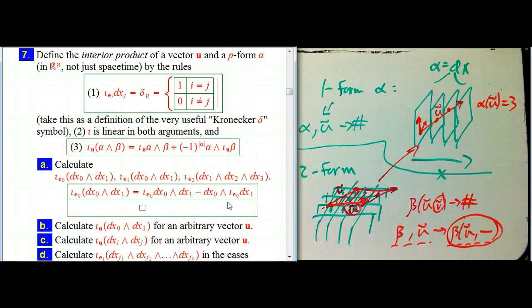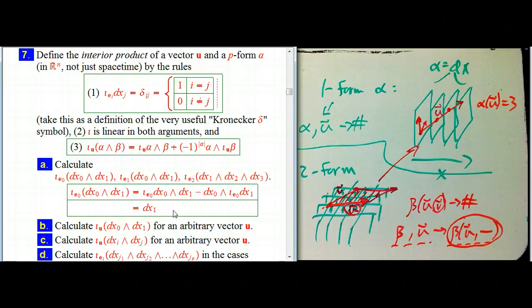Now one of those things is going to die. The I_e0 of dx0 is 1, and so we get left with 1 wedge dx1, which is just dx1. And then this one is actually going to die, because I_e0 of dx1 is 0. So all this does is strip off the dx0. As advertised, it took a 2-form and produced a 1-form.